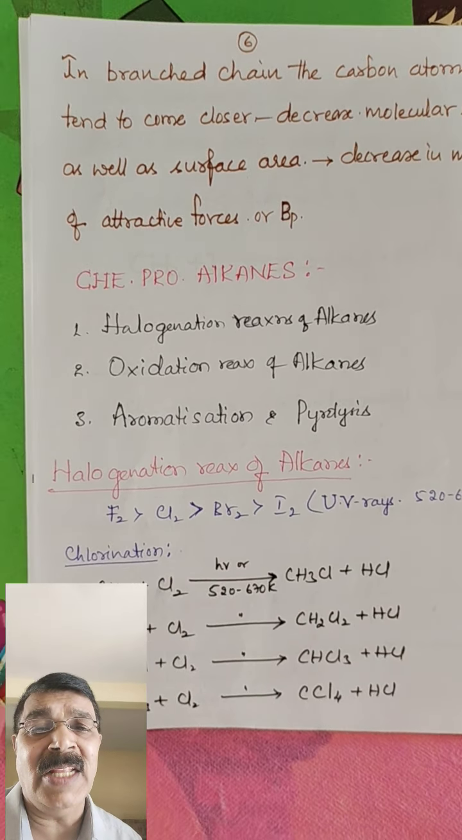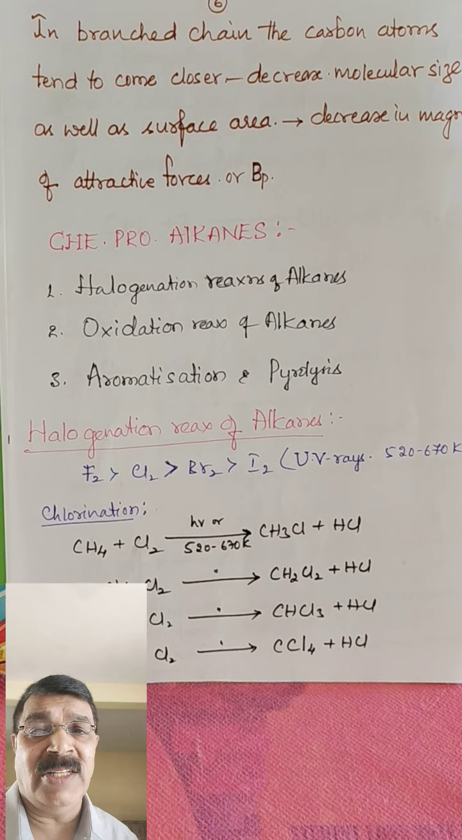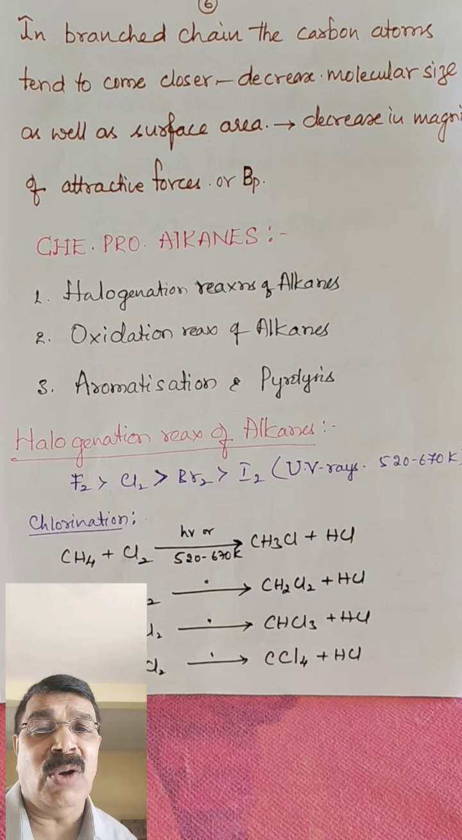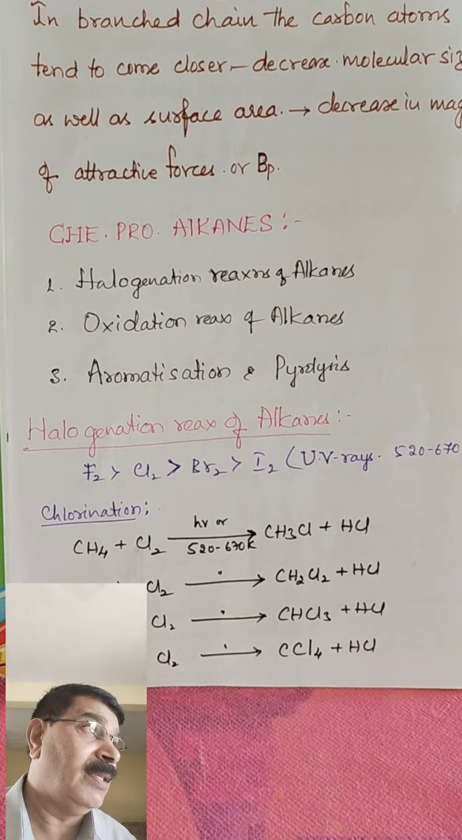What happens in the branched chain and the straight chain? In branched chain, the carbon atoms tend to come closer, decreasing the molecular size. There is one question here.